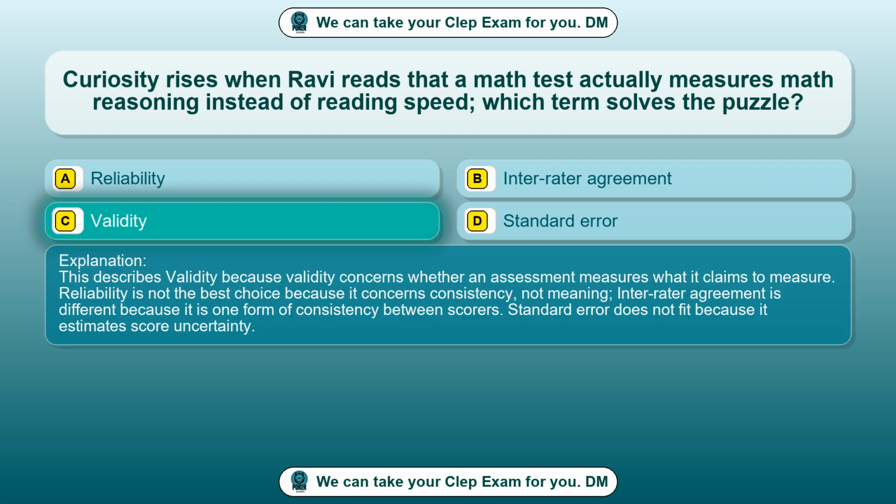This describes validity because validity concerns whether an assessment measures what it claims to measure. Reliability is not the best choice because it concerns consistency, not meaning. Inter-rater agreement is different because it is one form of consistency between scorers. Standard error does not fit because it estimates score uncertainty.